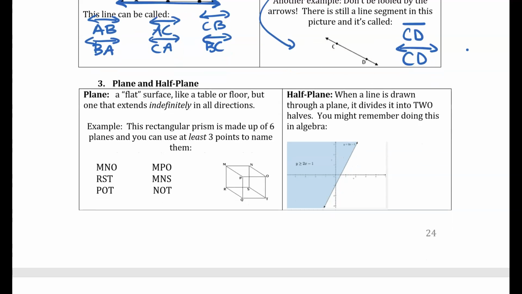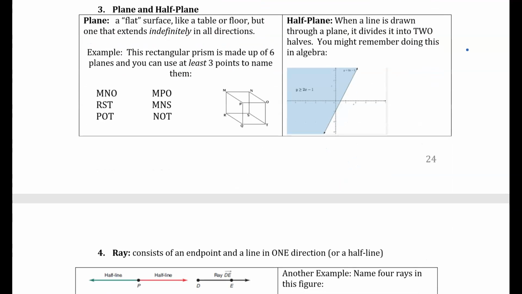So I mentioned plane before. It's an infinitely large flat surface. Really, where you need to be concerned about planes is understanding what a plane is just enough so that you can reference parts of figures, like parts of three-dimensional figures. So for example, this prism is made up of 6 different planes.